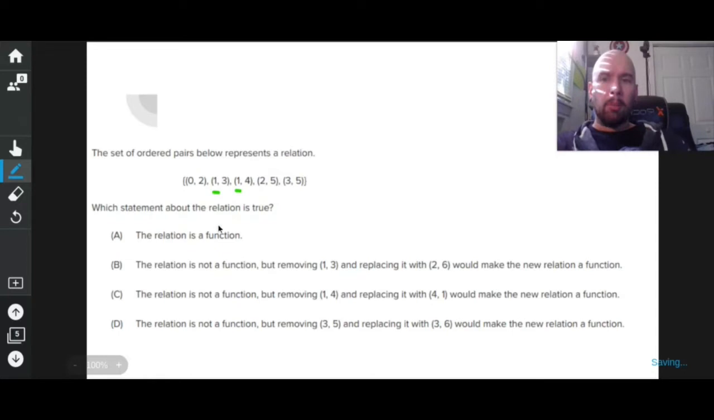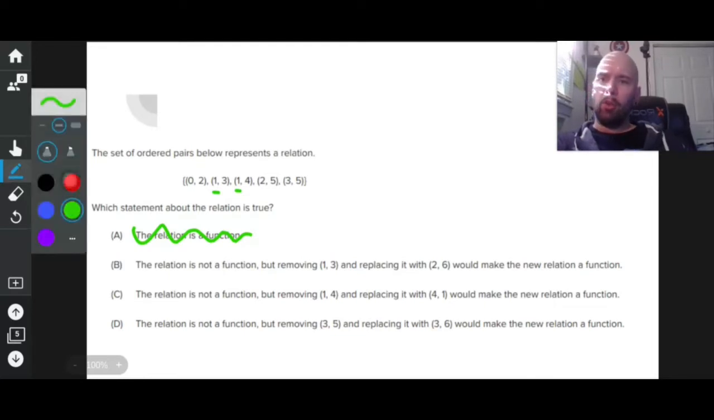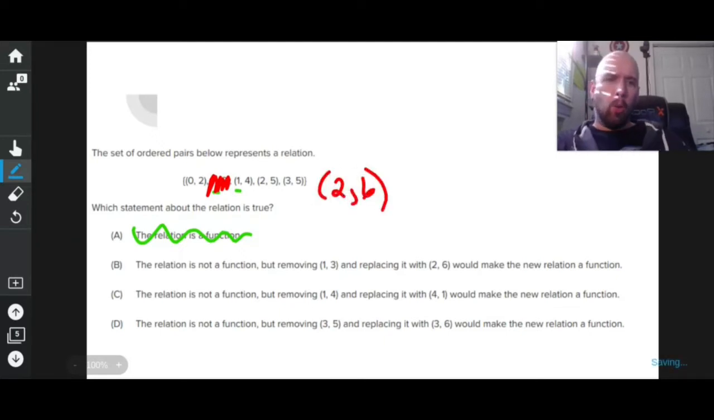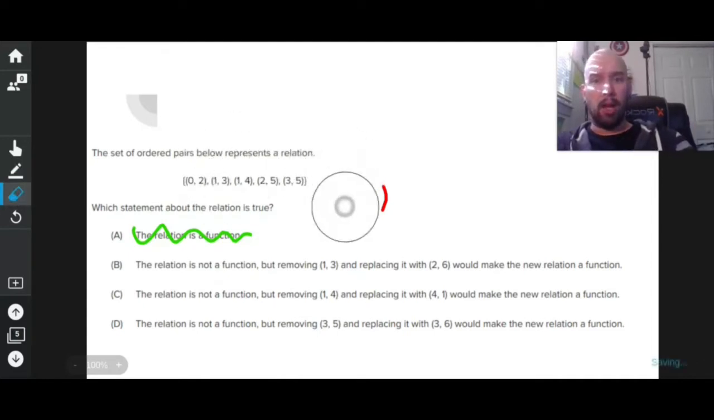So which statement is true? The relation is a function? No, it's not. The relation is not a function, but removing (1, 3) and replacing it with (2, 6), all right, let's see what that looks like. Removing (1, 3) and replacing it with (2, 6) would make the new relation a function. Well, no, it wouldn't, because if I did that, then that 2 and that 2 are used twice. So, no, that's not true. It's not true at all. It's a lie.